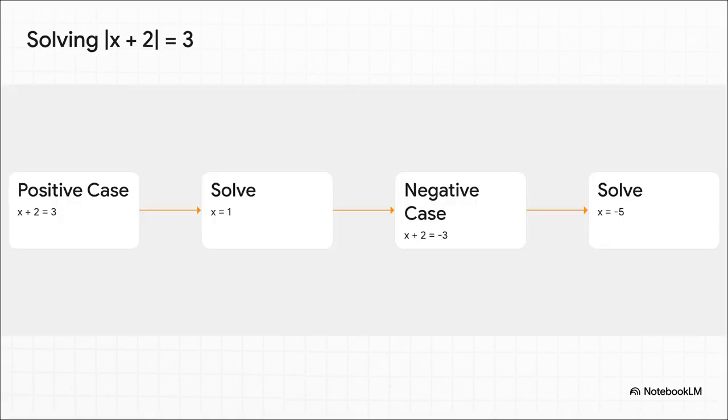Now, when you do it the old-school algebra way, it's pretty quick. You know that the stuff inside the bars, the x plus 2, has to have a distance of 3 from 0. That can happen two ways. Either x plus 2 is actually 3, or x plus 2 is negative 3. You solve both of those little equations and you get your two answers, 1 and negative 5.